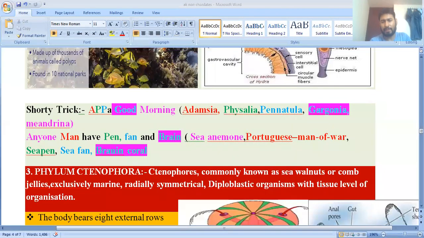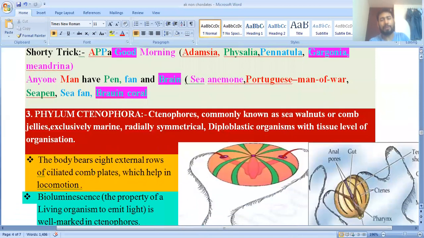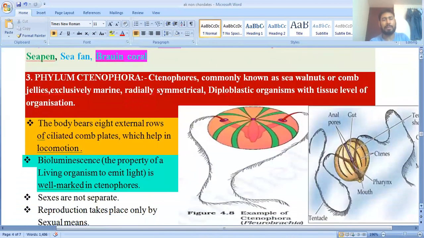The next phylum is Ctenophora. If you compare the phylum Ctenophora and Coelenterata, Ctenophora have 90 to 95% similarity with the Coelenterates. In your NEET examination, only one time they have asked an example, nothing else. They have not asked about the characteristics or other things. They have not asked any question from this phylum, but we will discuss it in case they give it. Clear? So phylum Ctenophora.